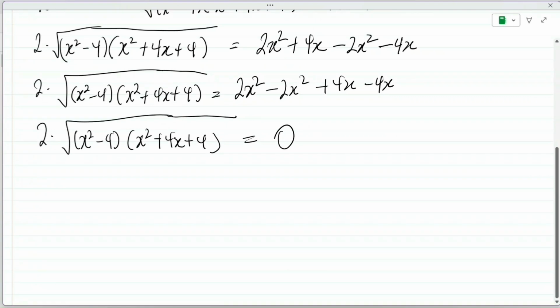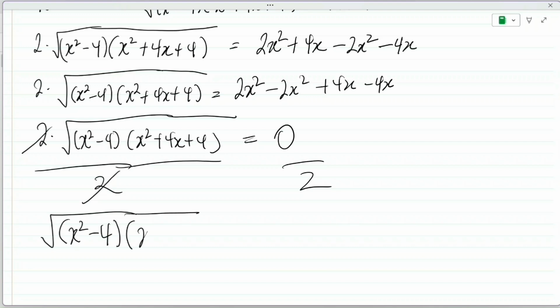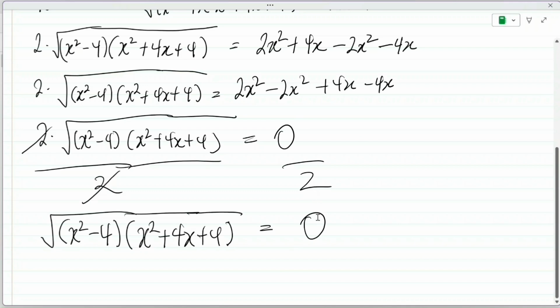Next, we have to get these 2 off. We divide both sides by 2 since it's linked by times to the expression under the root. So we divide both sides by 2. 2 cancels 2. Then 0 divided by 2 is 0. So you'll be left with square root of open bracket x squared minus 4 in one bracket times in second bracket x squared plus 4x plus 4 close bracket equals 0. 0 divided by 2 is 0.